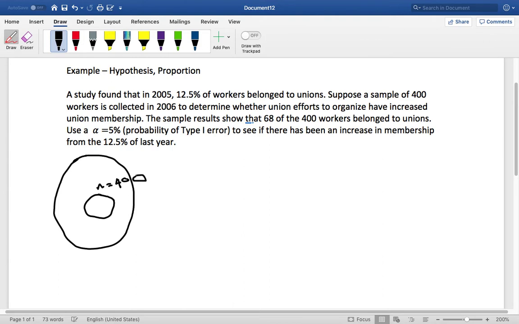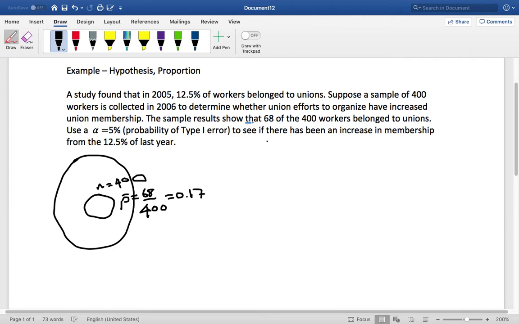And they found out of these 400, the sample proportion that belong to the union is going to be 68 of 400. So it's going to be 68 divided by 400. And what does that come to? We just go into Excel and put that in. We're going to find out that that value is in fact 0.17. So 17% of the sample belong to the union, but we have to see if that means that more than 12.5% belong to the union as a whole, not just from that sample.